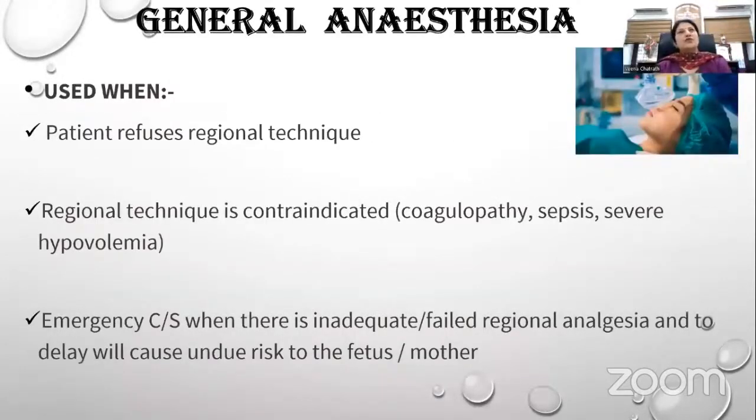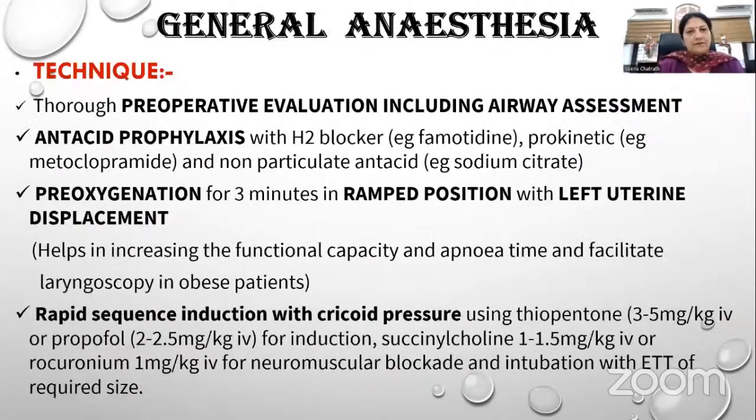General anesthesia is to be used when the patient refuses a regional technique, and when regional technique is contraindicated in certain conditions like coagulopathy, sepsis, severe hypovolemia. And in emergency cesarean section when there is inadequate or failed regional analgesia, and the further delay will cause undue risk to the fetus or mother.